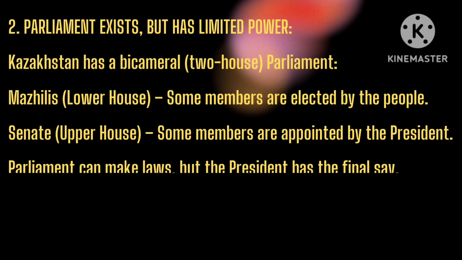Second, parliament exists but has limited power. Kazakhstan has a bicameral parliament. The first one is the Majlis, the lower house. Some members are elected by the people. The second one is the Senate, the upper house. Some members are appointed by the president. Parliament can make laws, but the president has the final say.